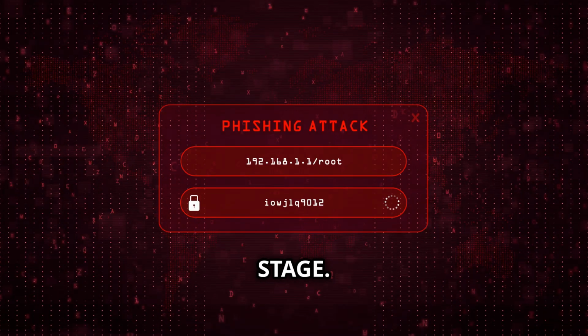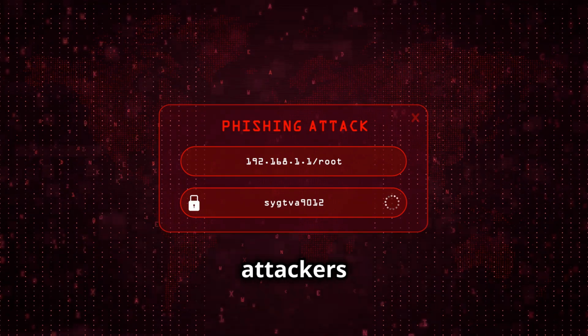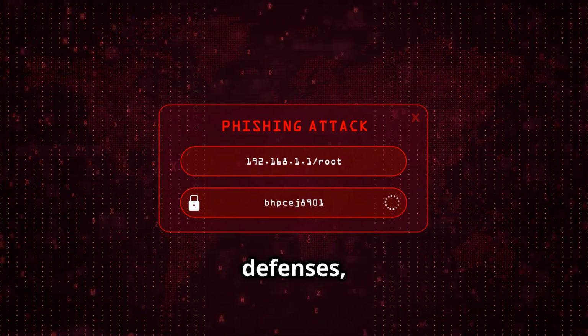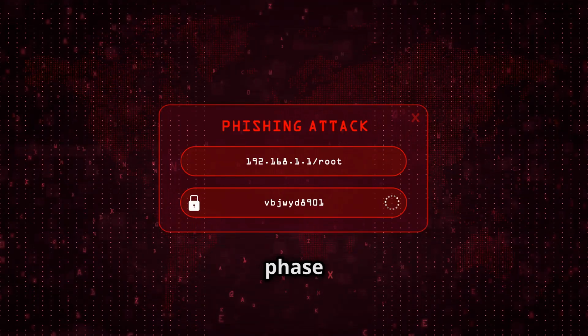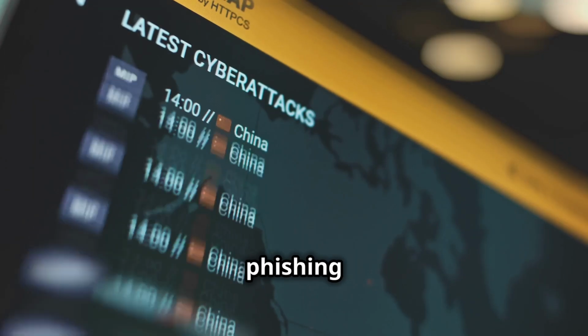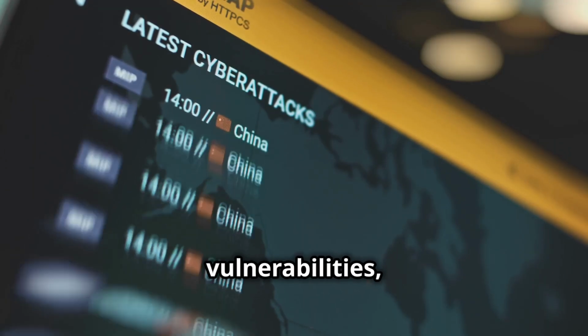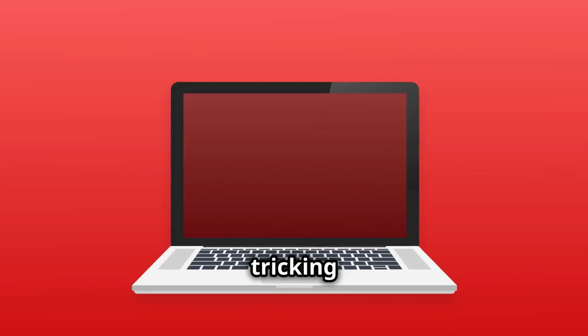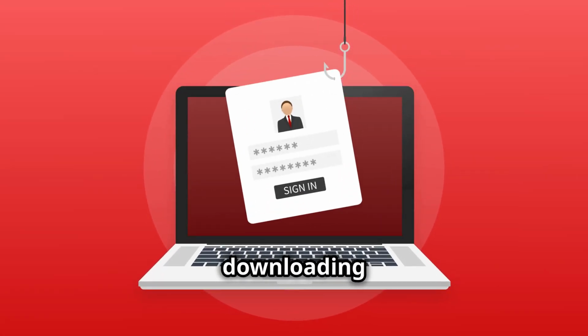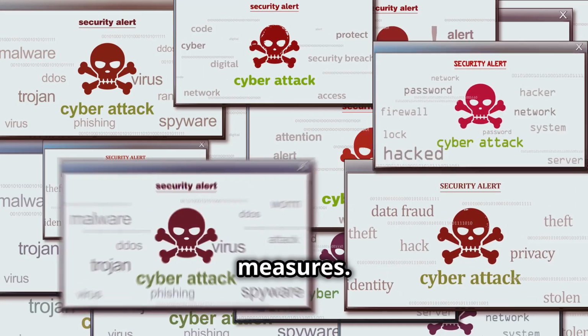Initial intrusion stage. The initial intrusion stage is where attackers first breach a target's defenses, gaining unauthorized access to the network or system. This critical phase typically occurs through methods like phishing emails, exploiting software vulnerabilities, or using weak passwords. Phishing attacks involve tricking users into clicking malicious links or downloading harmful attachments, often posing as legitimate communications. Malware, like viruses or ransomware, may be installed during this stage, allowing the attacker to bypass security measures.